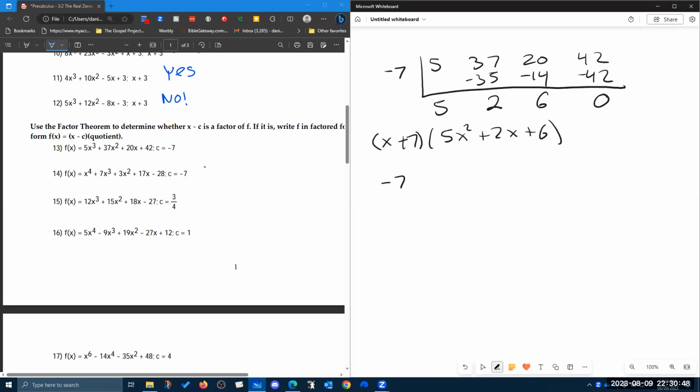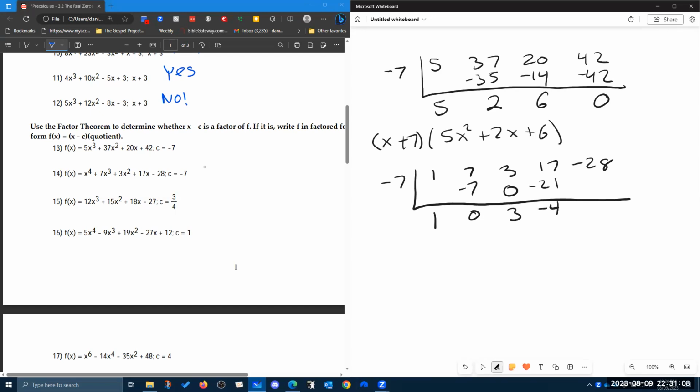Now we have a -7 on the outside, and a 1, 7, 3, 17, -28. Bring down, multiply, multiply and add, multiply and add, multiply and add. So this can be x plus 7 times x to the 3rd plus 0x squared plus 3x minus 4.